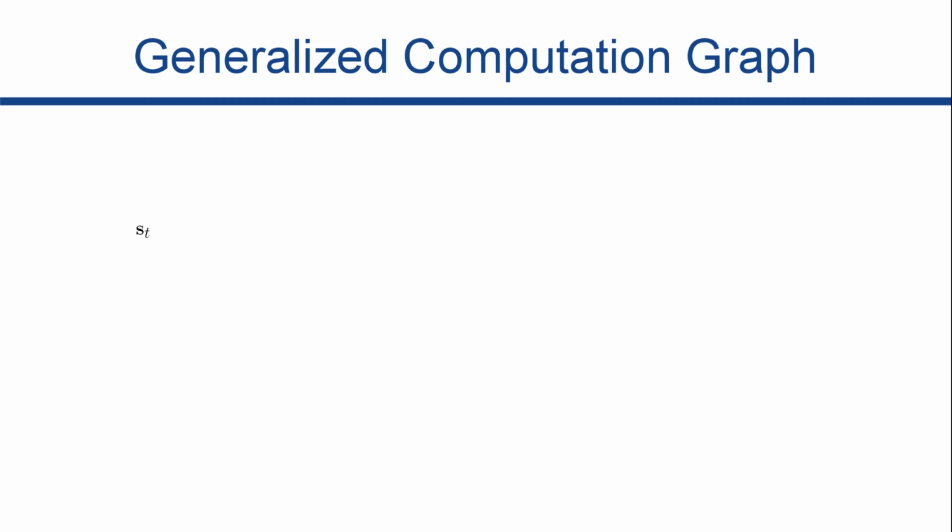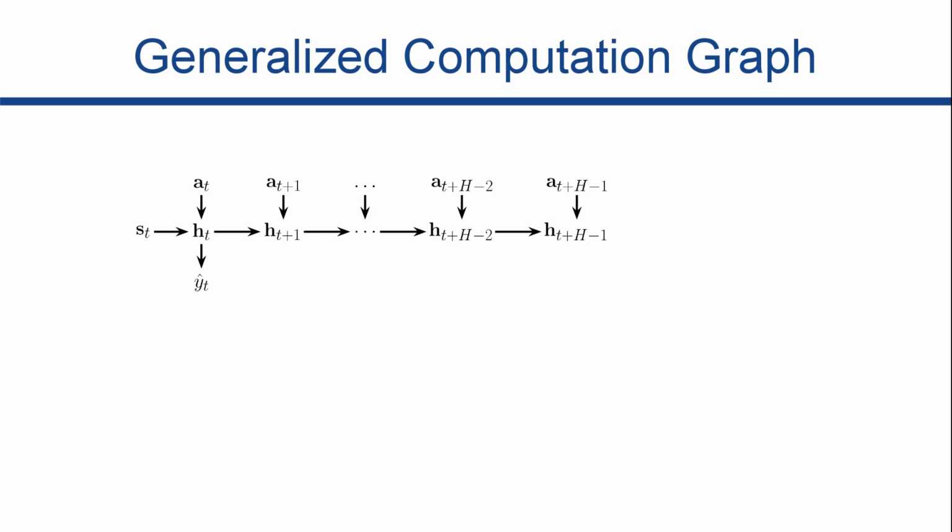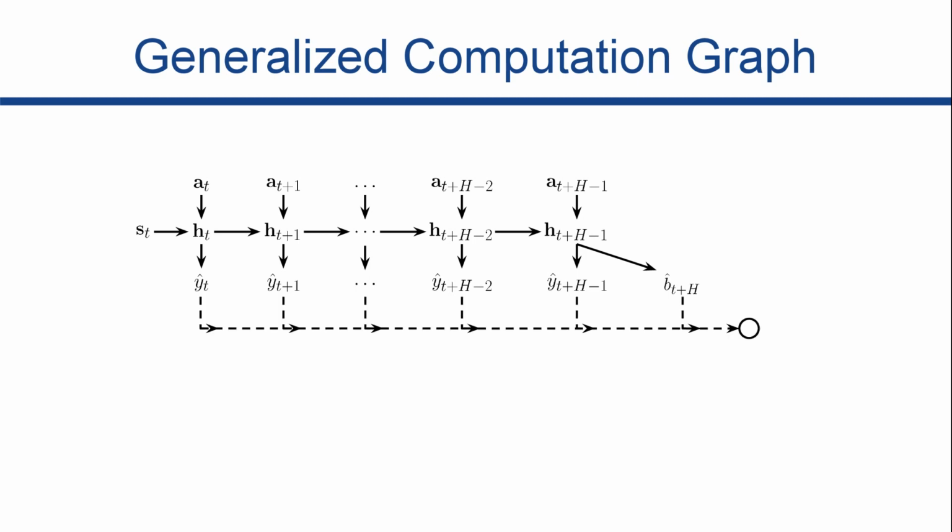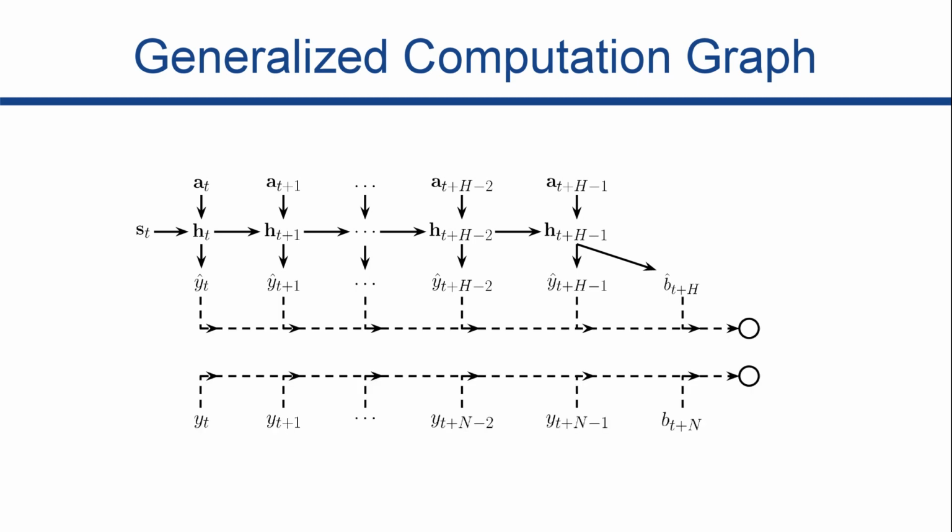The graph takes as input the current state and a sequence of H actions, which produces H hidden states. Each hidden state produces an output Y hat and an additional terminal output B hat. The predicted outputs and the ground truth labels are combined to form an error signal that trains the model.